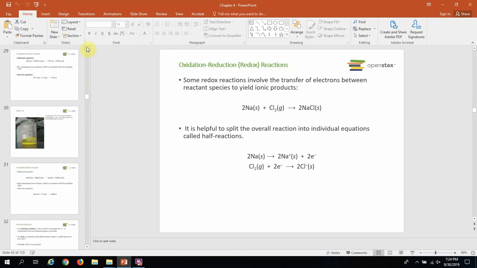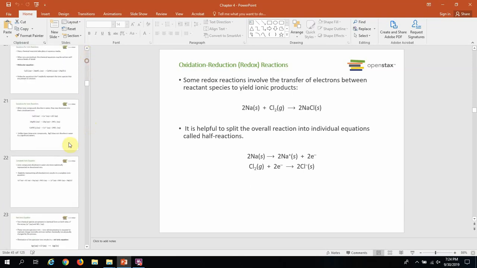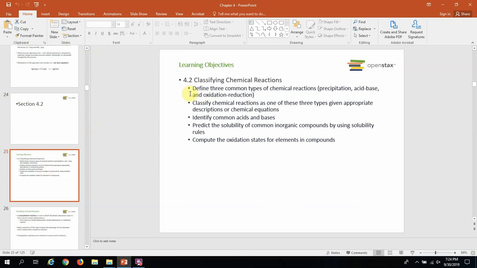Section 4.2, but before we go on, let's do a recap. We start at page 24 here. And the goal for 4.2 is to define the 3 common types of reactions: precipitation, acid-base, and oxidation reduction. This talk is going to primarily be about oxidation reduction.